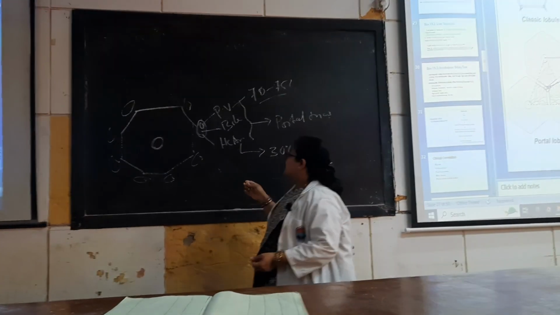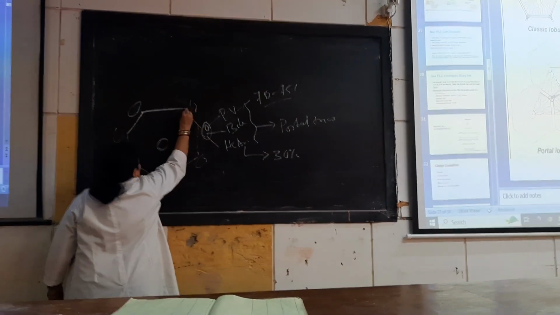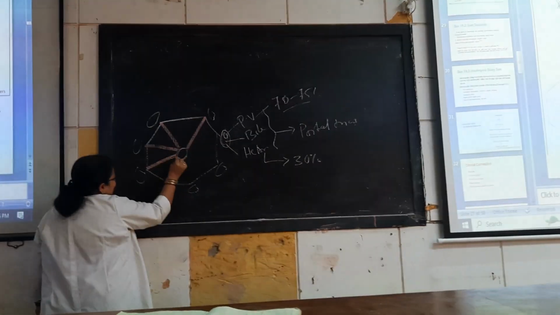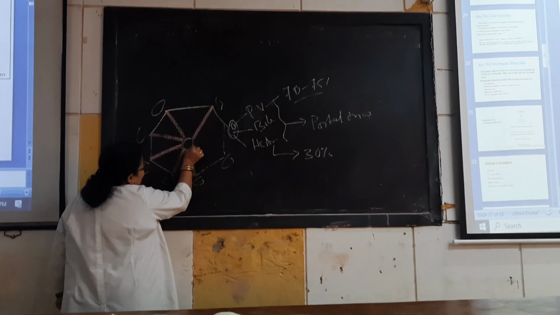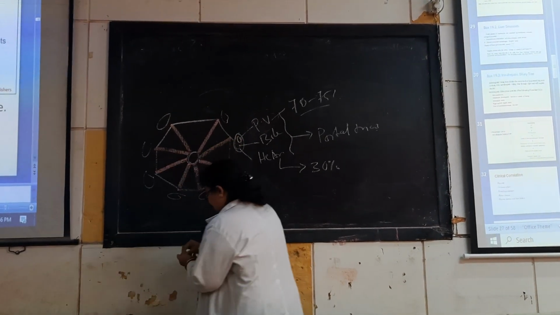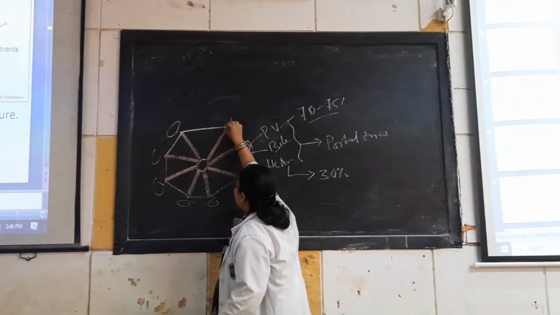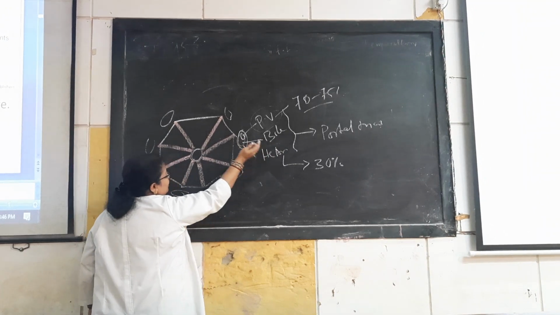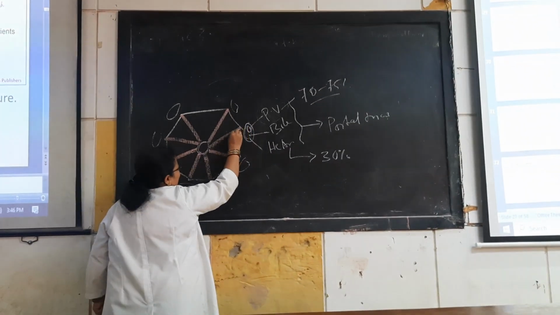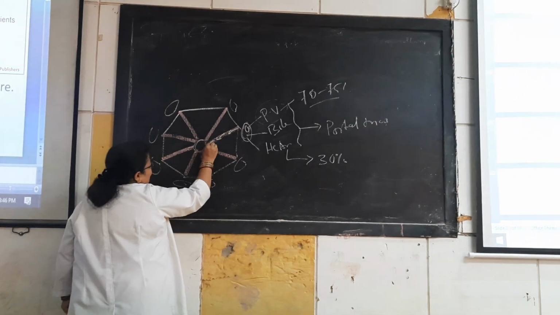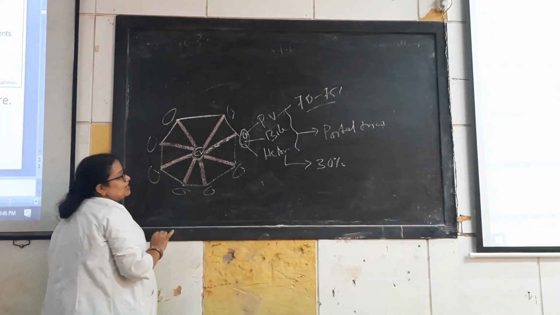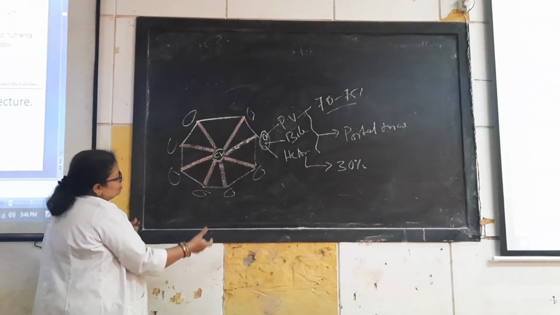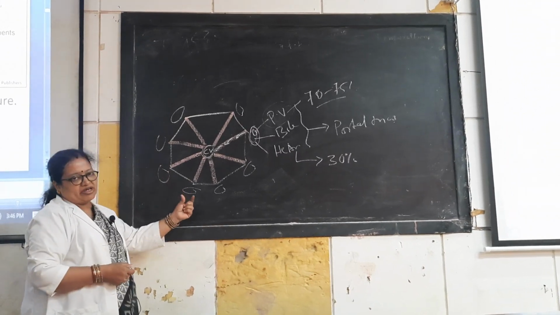And here I have drawn the sinusoids. This pink color, these are the sinusoids. Within the hepatic lobule we find these sinusoids, and the blood from the hepatic artery and portal vein is poured into the sinusoids, and the blood finally enters the central vein. Then from the central vein, from different lobules, it will form sublobular veins.